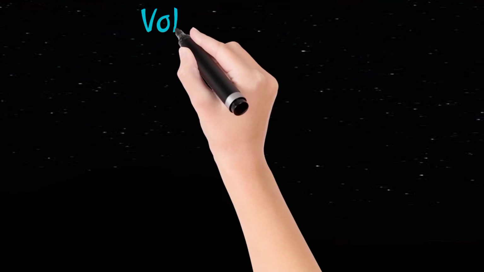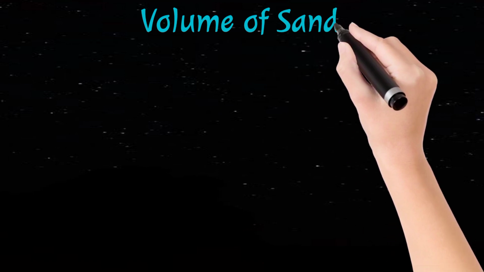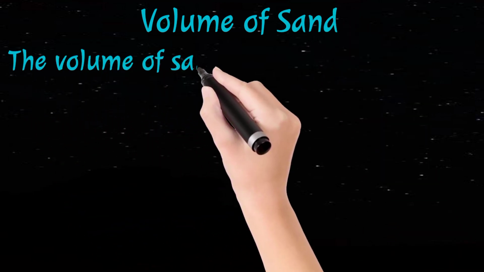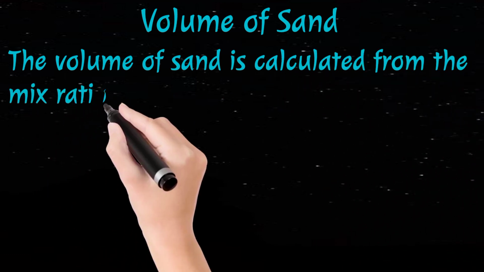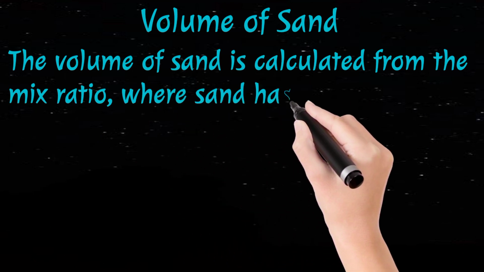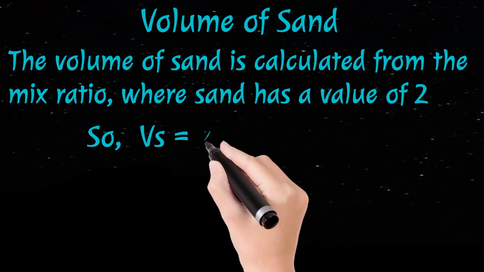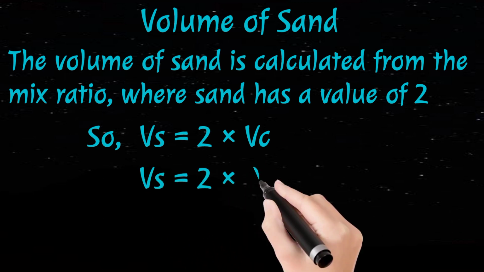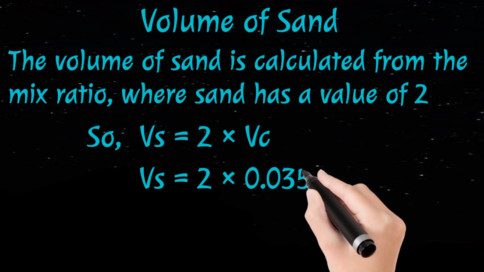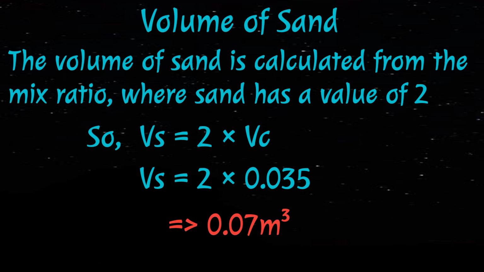Since this is a ratio, sand is taken as 2 times the value of cement, which represents 1. So the volume of sand is calculated from the mix ratio, where sand is represented as 2. The volume of sand will be 2 multiplied by the volume of cement, 2 multiplied by 0.035, which was calculated for the volume of cement. So we have 0.07 cubic meter. I hope we understand this part.